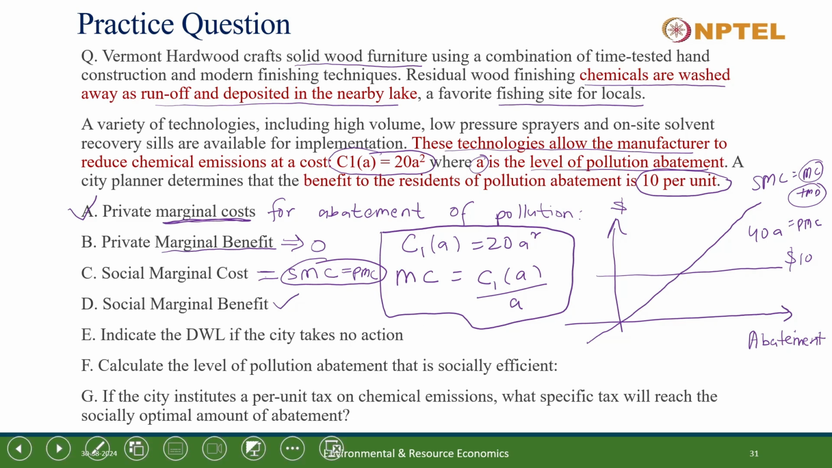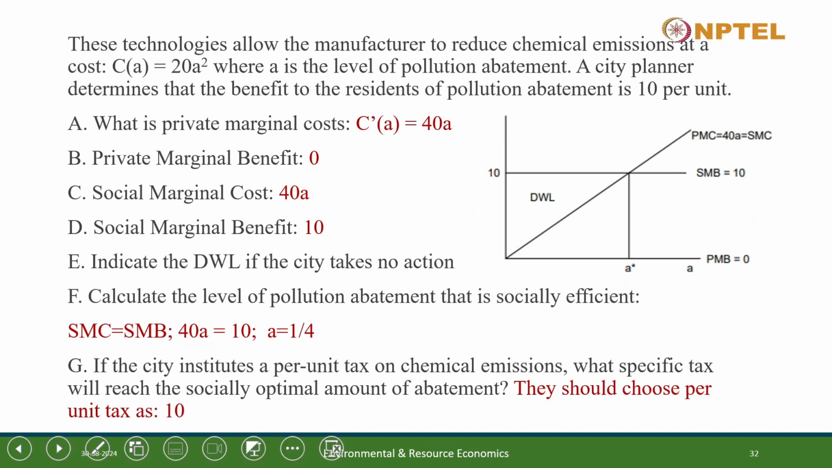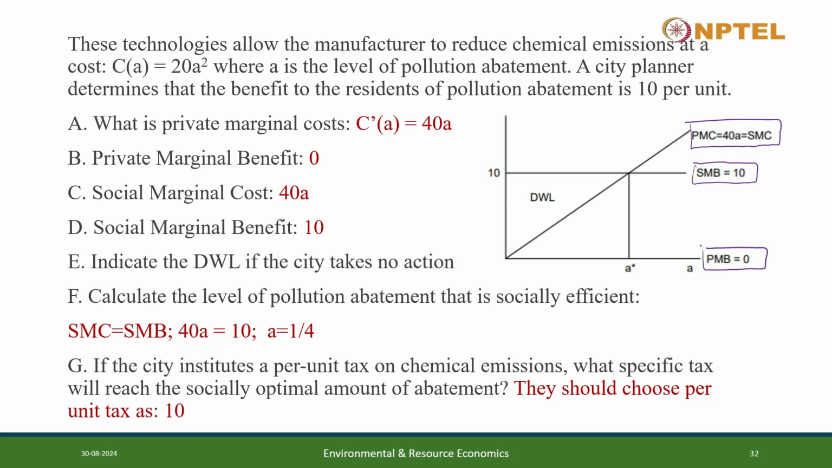So till then I'm good. Okay. Now social marginal benefit is given by 10. Is it clear? Private marginal cost and social marginal cost will be equal, which is equal to, sorry, 40A. Is it clear? And private marginal benefit will be equal to 0. Is it clear? Anyone have any question? Yes, ma'am.